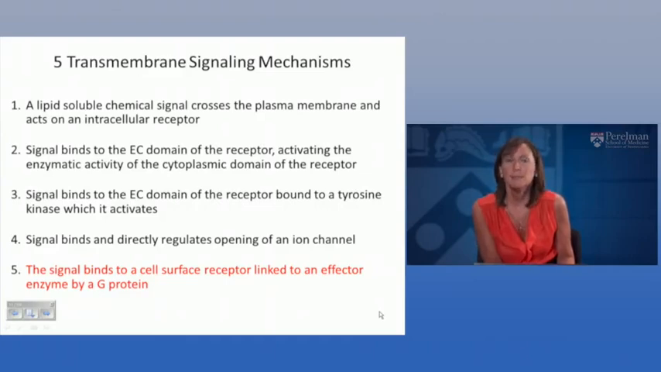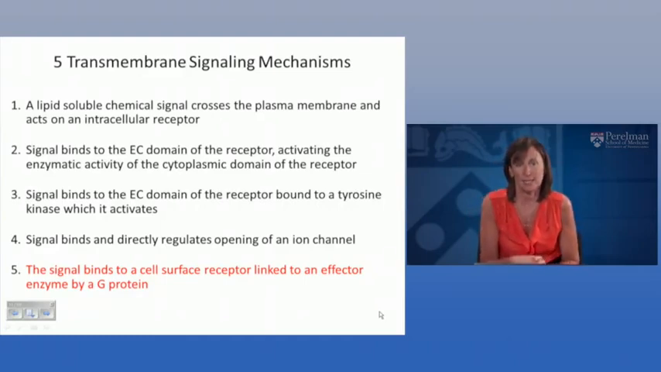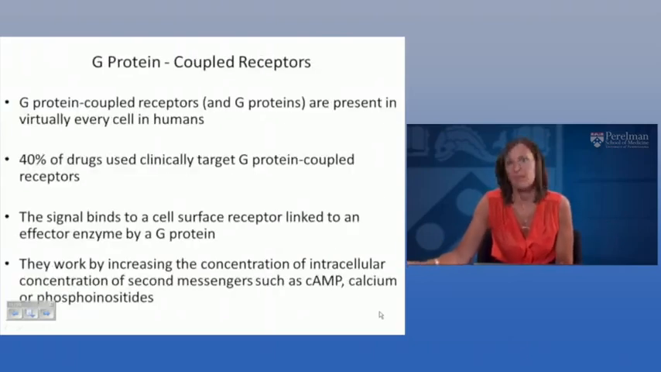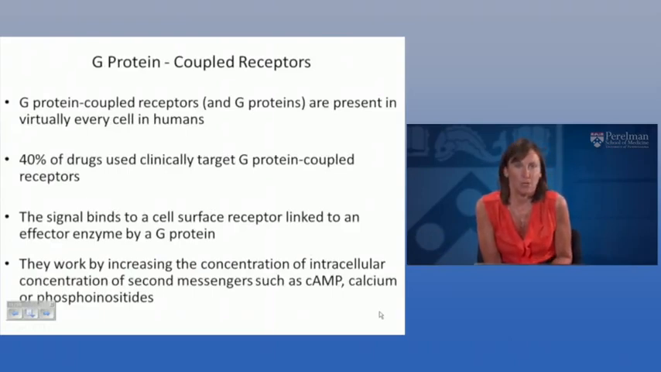And in this example, a signal binds to a cell surface receptor linked to an effector enzyme by a G protein, thus getting the name G protein coupled receptors. This is an incredibly important aspect of human receptor biology. G protein coupled receptors, and their associated G proteins, are present in virtually every cell in humans. We estimate that approximately 40% of drugs used clinically target G protein coupled receptors. So obviously for this particular course, it's an important topic.